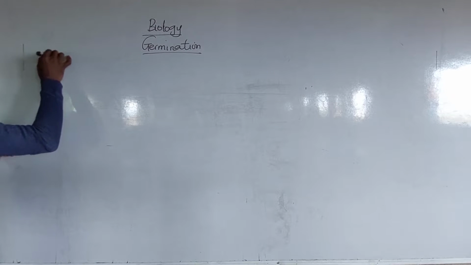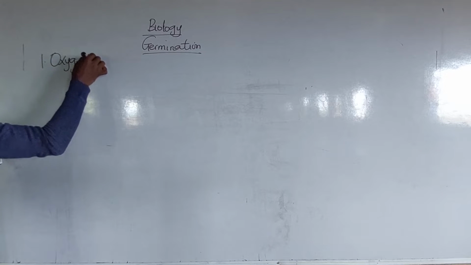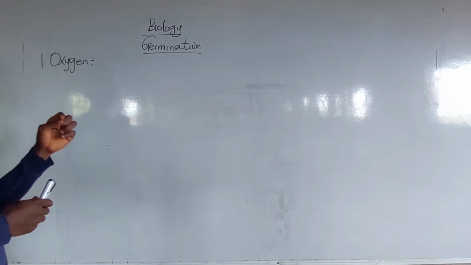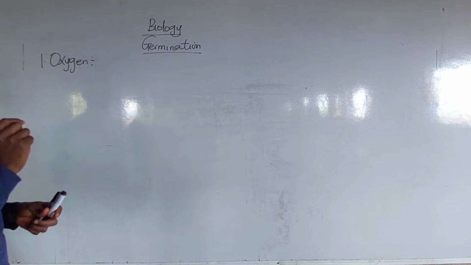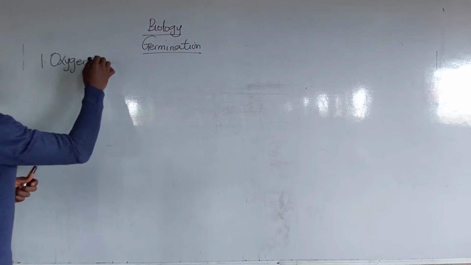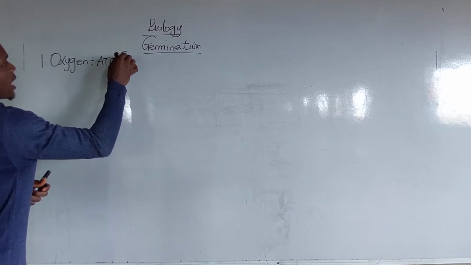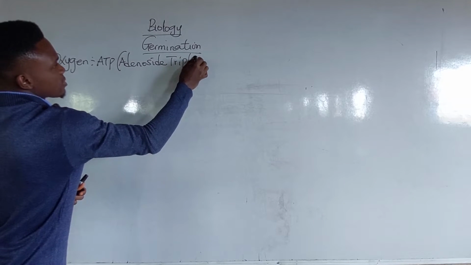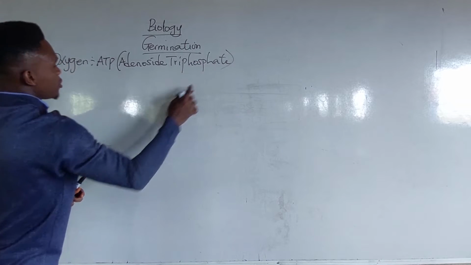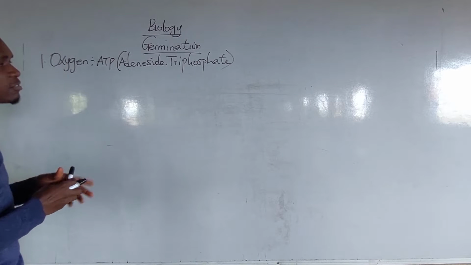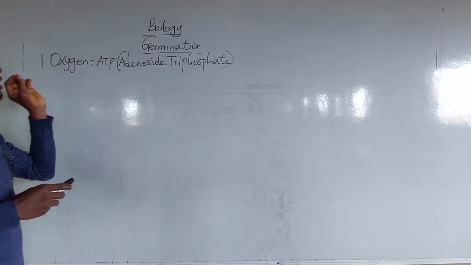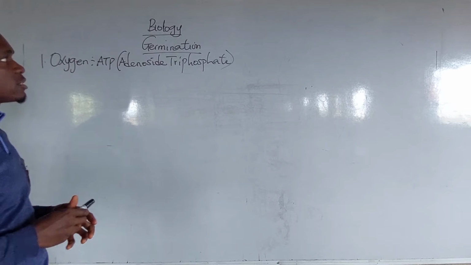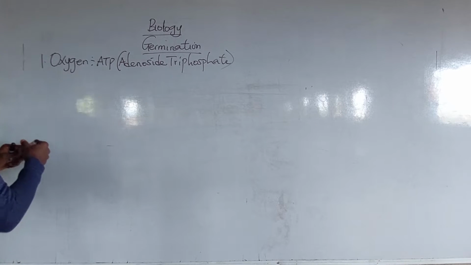One, you have oxygen. Owing to the fact that the seed is a living organ, it requires oxygen for respiration, in order to produce energy in the form of ATP, adenosine triphosphate, in order for it to survive.